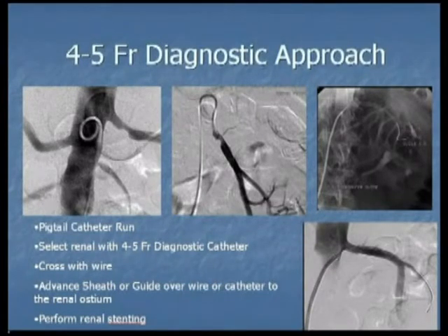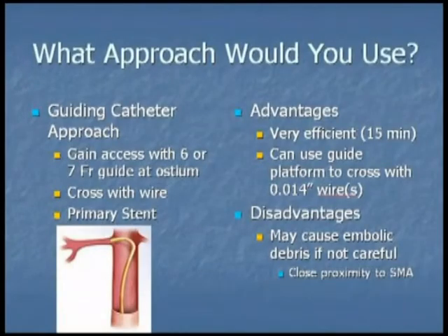Next, the alternative way is a technique we've learned from our cardiology colleagues, and that is to quite simply use a 6 or 7 French guiding catheter near the ostium of the renal artery with very minimal manipulations, crossing the lesion with a guide wire, and then performing primary stenting. Advantages for this technique include that it's very efficient, taking approximately 15 minutes or so. You can use a guiding catheter as a platform to cross with different 0.14 guide wires if needed. Disadvantages: excess manipulation can cause embolic debris if not careful.